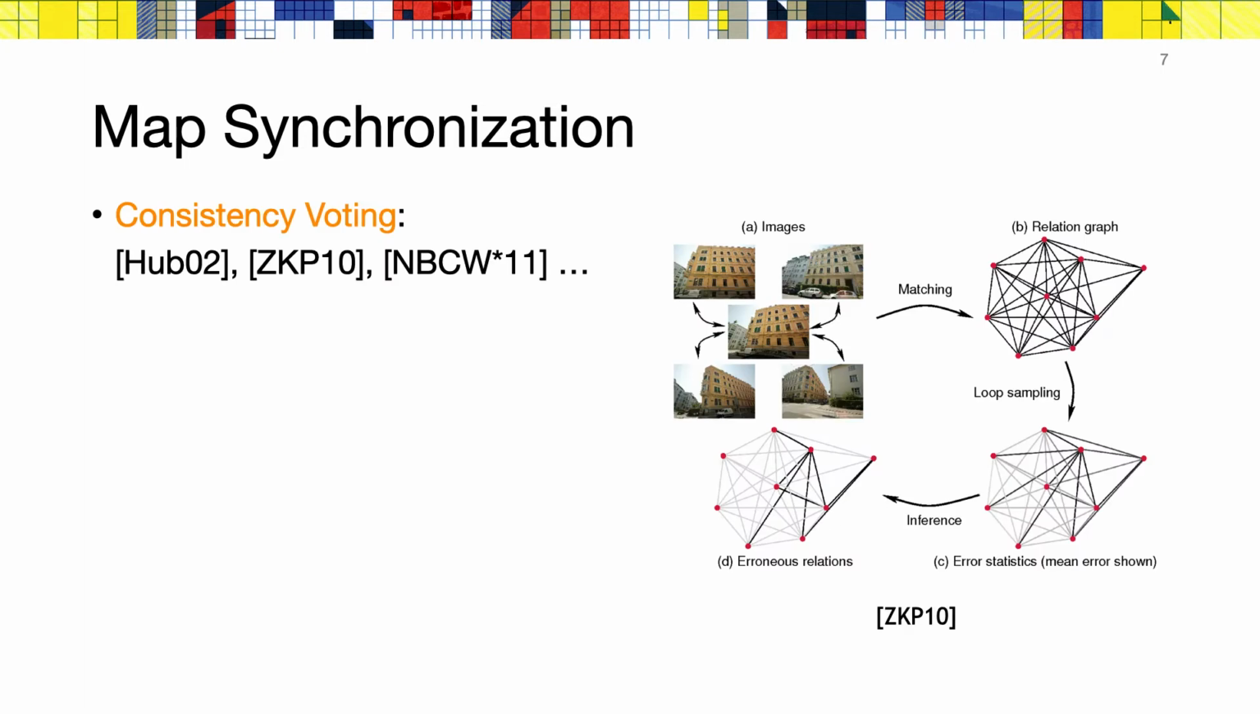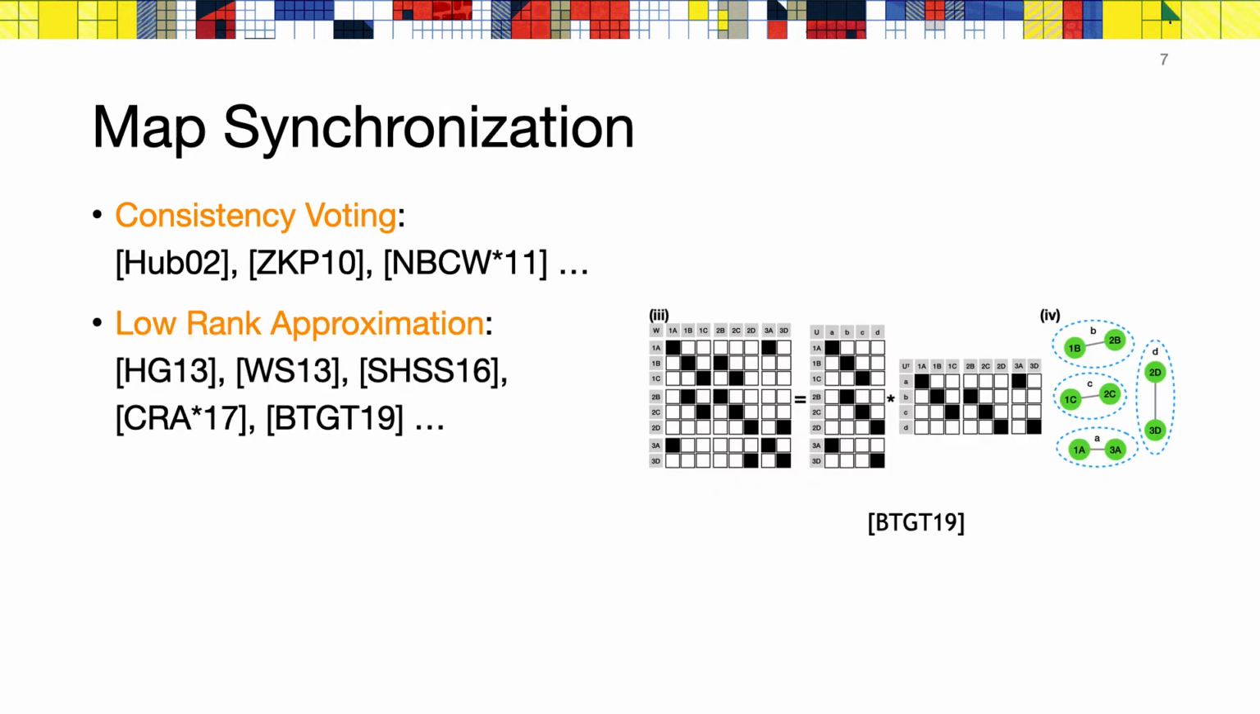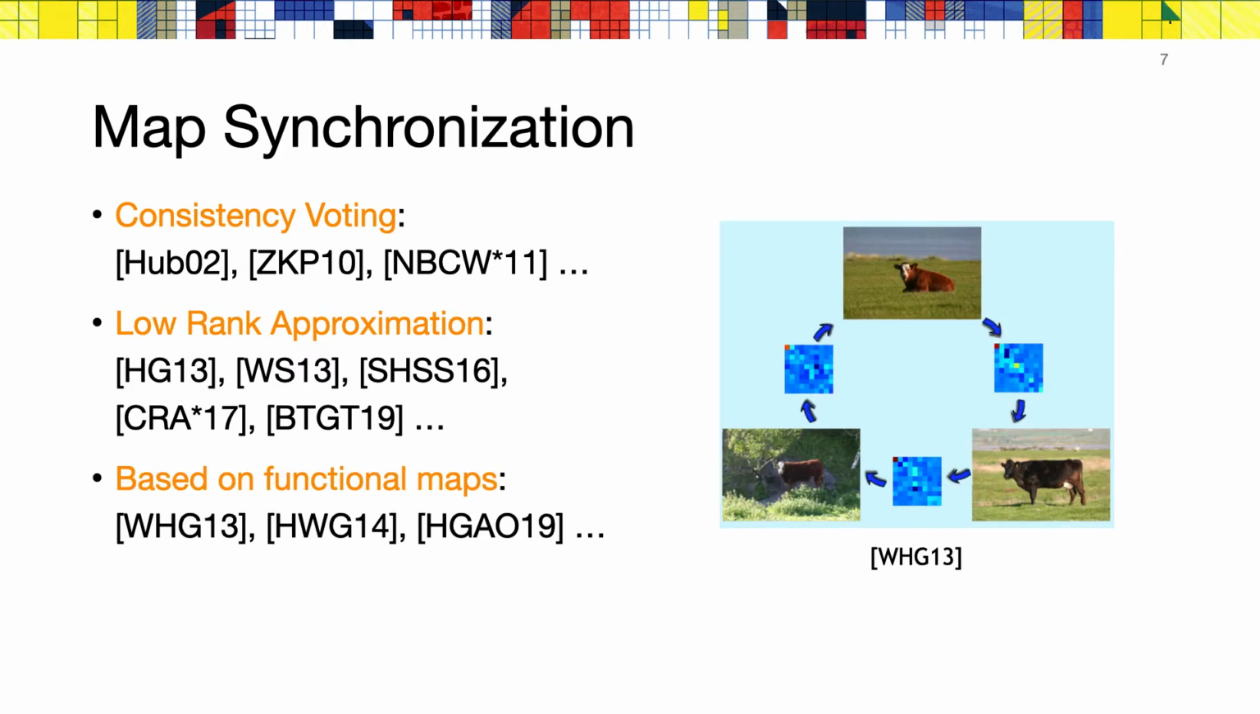The early approaches use consistency voting to determine the inconsistent maps, and then replace them by the composition of the consistent ones. A more recent trend explores the low-rank structure of a consistent map network. There's another line of work that utilizes the functional map representation instead of pointwise maps. Our framework falls into this category. Especially, our work is inspired by a recent pairwise functional map refinement called ZoomOut, which I will introduce in a bit.